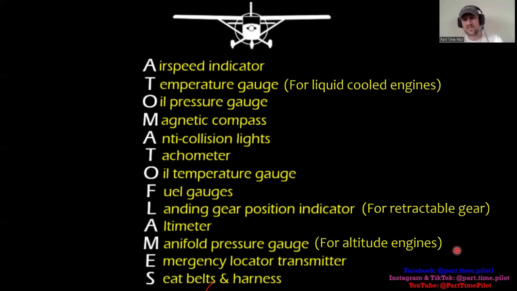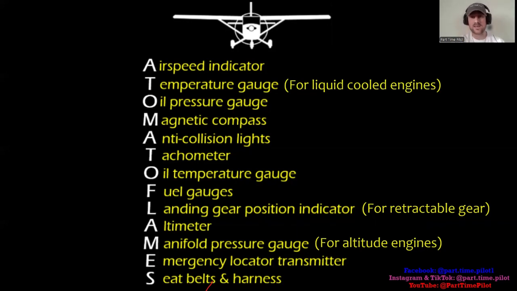As you can see, not all of this equipment is required for every aircraft. For example, if your aircraft has an air-cooled engine instead of a liquid-cooled engine, then it does not require a temperature gauge. If it doesn't have retractable landing gear, then it obviously doesn't need a landing gear position indicator because that position indicator would just say the landing gear is down all the time. And if it doesn't have an altitude engine, then it doesn't need a manifold pressure gauge. Altitude engines are engines that vary different aspects of them to be more efficient at different altitudes. So most general aviation aircraft do not have liquid-cooled altitude engines or retractable gear.